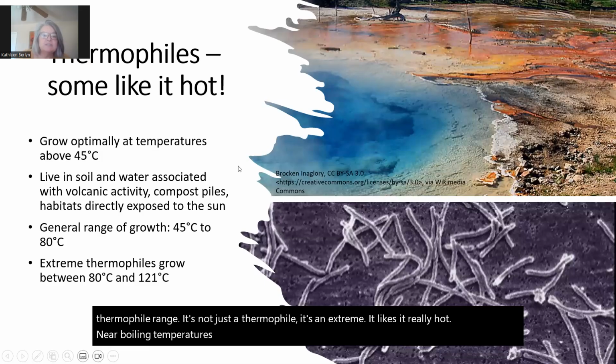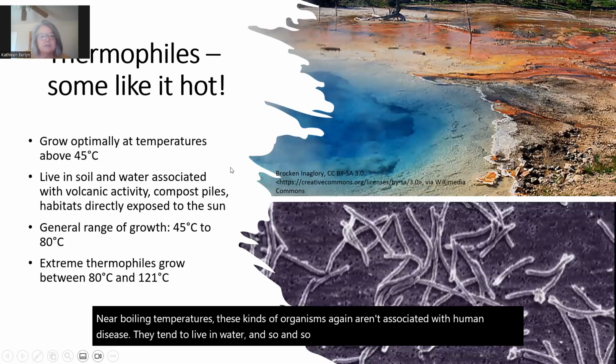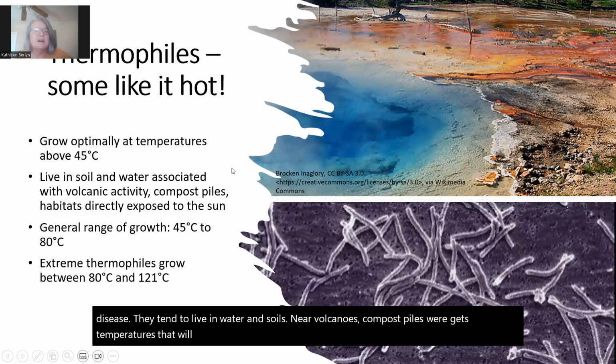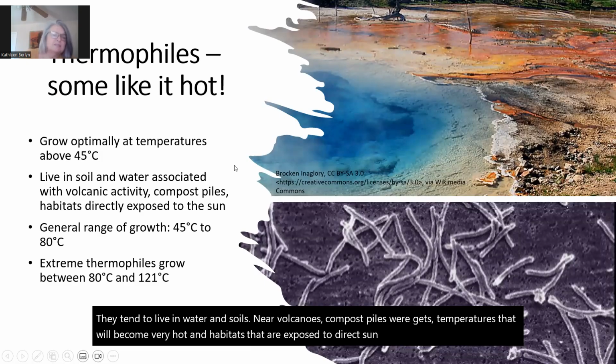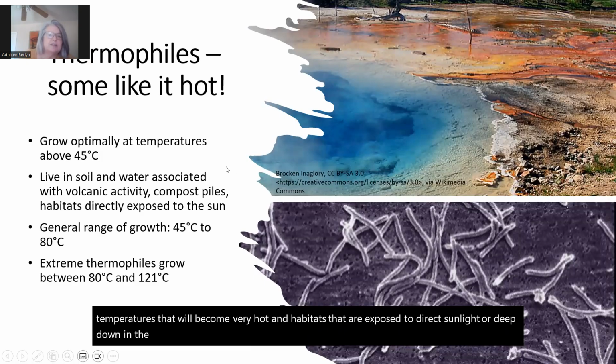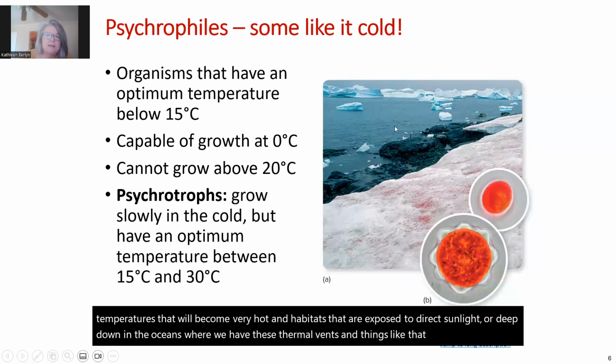These kinds of organisms, again, aren't associated with human disease. They tend to live in water and soils near volcanoes, compost piles where it gets temperatures that will become very hot, and habitats that are exposed to direct sunlight or deep down in the oceans where we have these thermal vents and things like that that occur. So some like it hot, some like it cold.